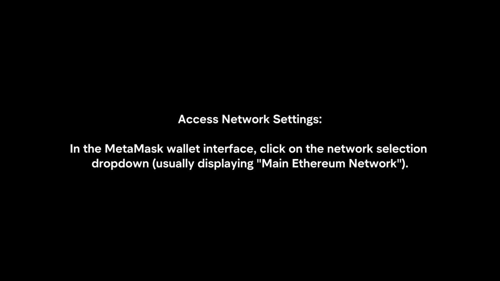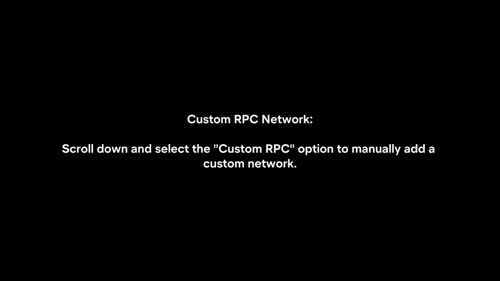Access MetaMask settings. Open the MetaMask extension and click on the MetaMask icon to access the wallet interface. Access network settings. In the MetaMask wallet interface, click on the network selection drop-down. Custom RPC network. Scroll down and select the custom RPC option to manually add the custom network.